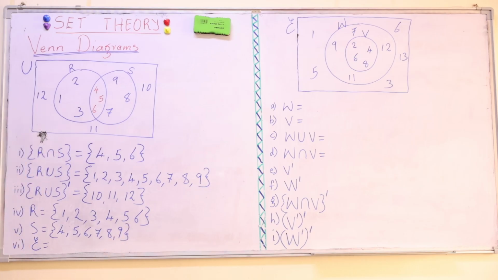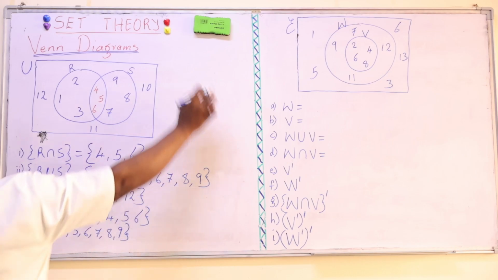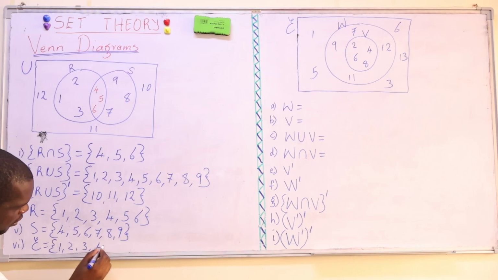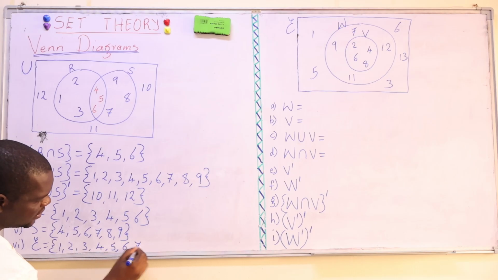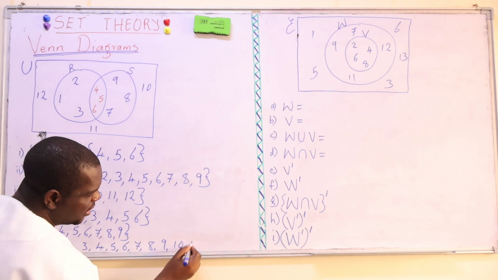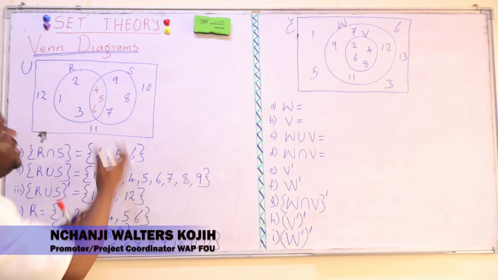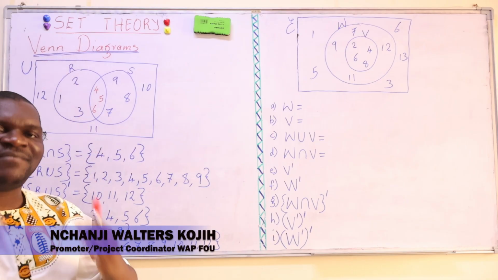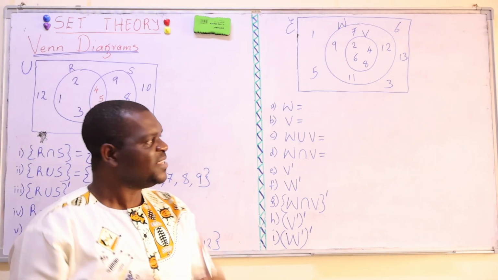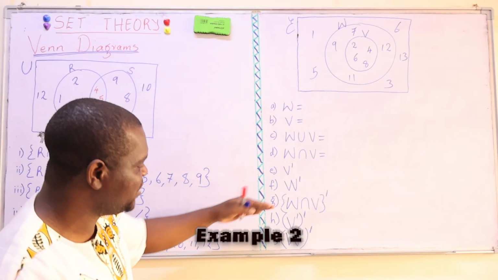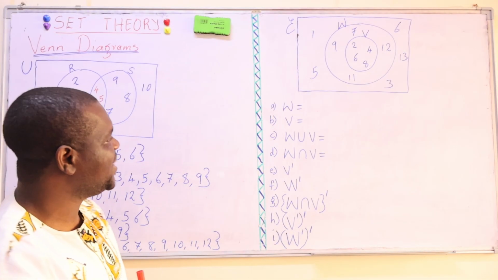Let's move to the last question, which is asking us for the universal set. That is all the elements, and we start from the least as usual: 1, 2, 3, 4, 5, 6, 7, 8, 9, 10, 11, and 12. And that is how you can handle this question as far as Venn diagrams are concerned. Let's look at the second example. Let's start from the simple ones and get to the ones that are a little bit complicated.